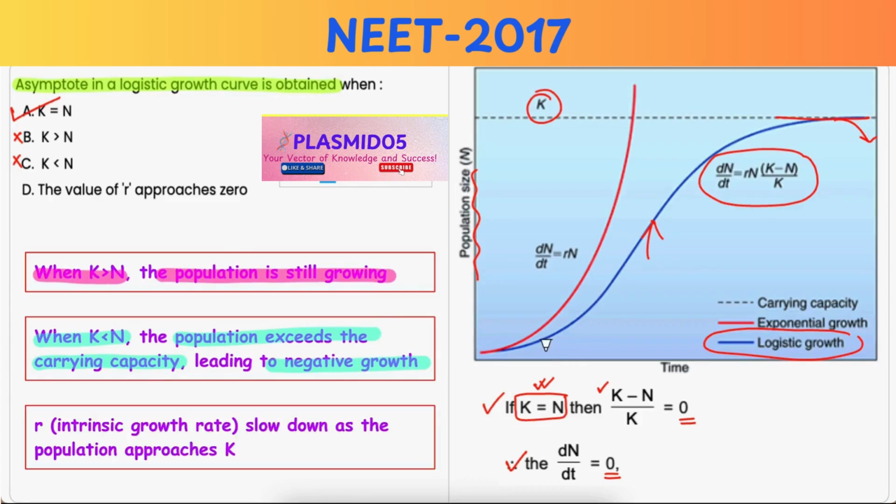Option D, the value of r approaches 0. Now, small r denotes the intrinsic growth rate. While r does slow down as the population approaches K, this is not the consequence of reaching K, and it is not the defining condition for reaching the asymptote. The asymptote, as already mentioned, is specifically defined when K is equal to N. Hence, this is also incorrect.